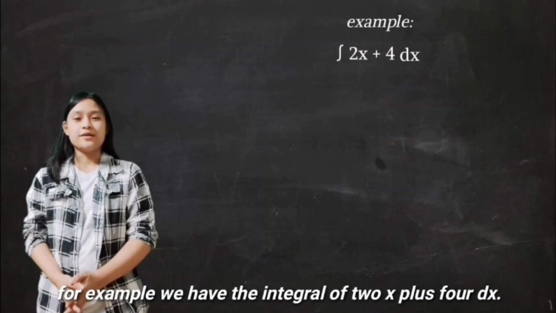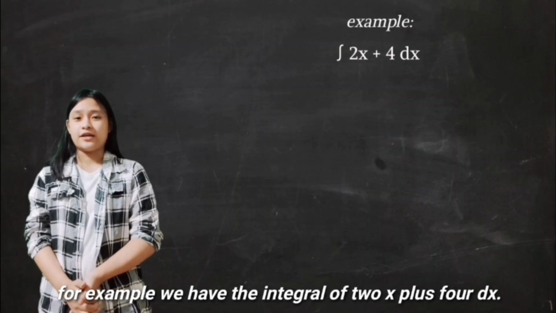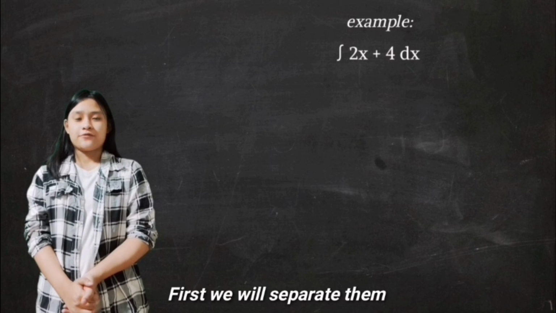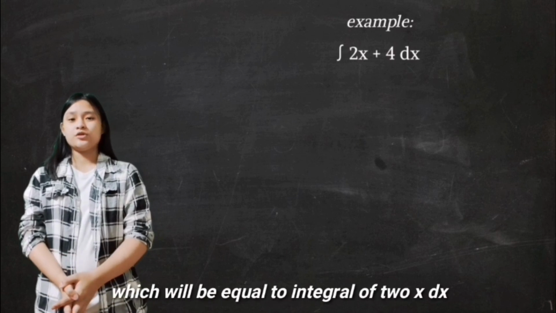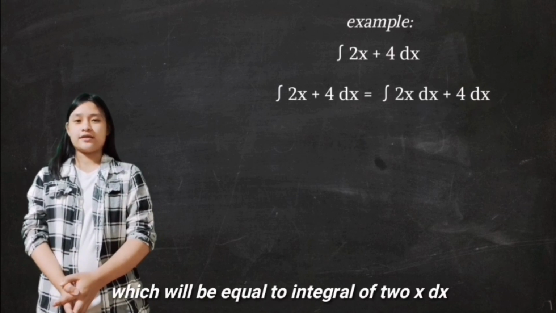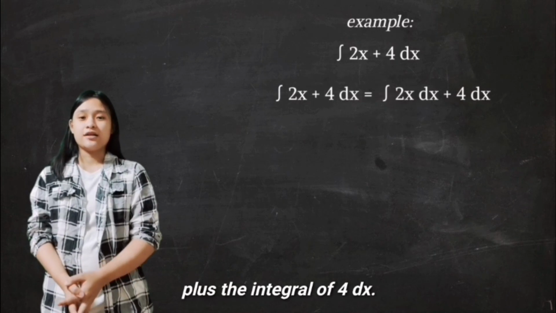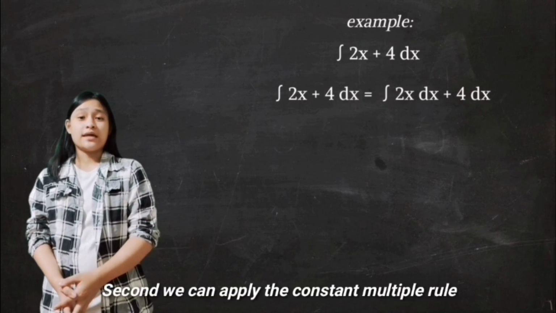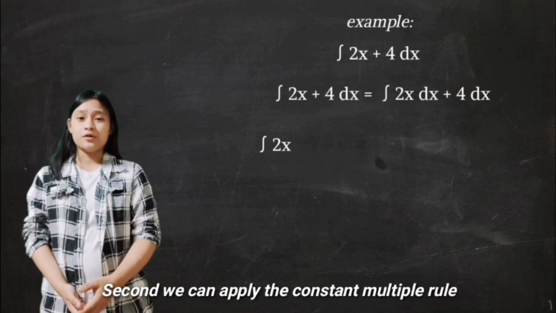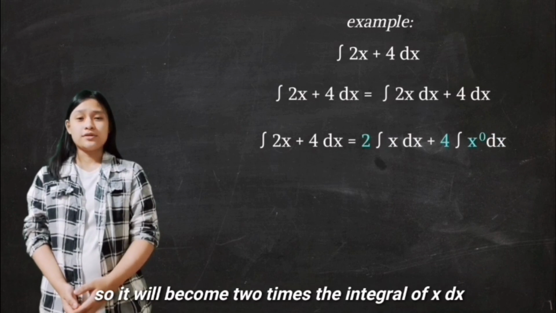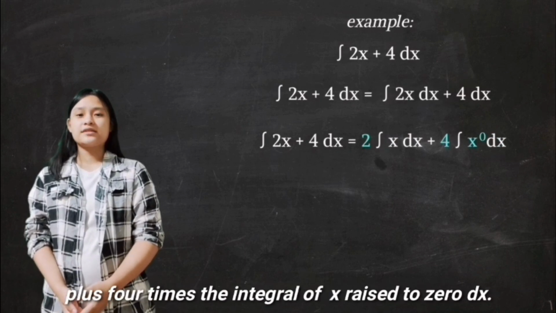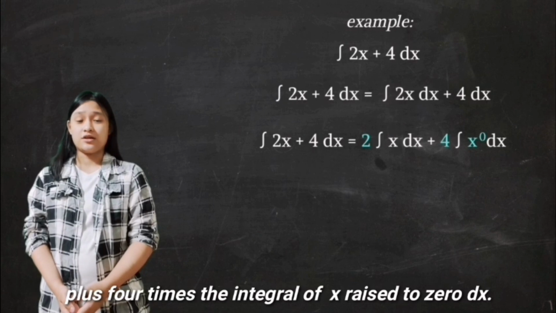For example, we have the integral of 2x plus 4 dx. First, we will separate them, which will be equal to the integral of 2x dx plus the integral of 4 dx. Second, we can apply the constant multiple rule, so it will become 2 times the integral of x dx plus 4 times the integral of x raised to 0 dx.